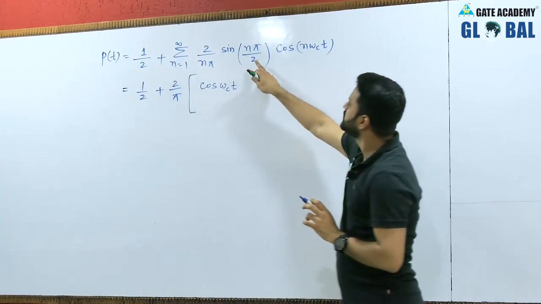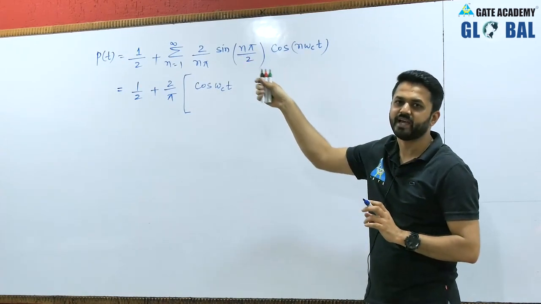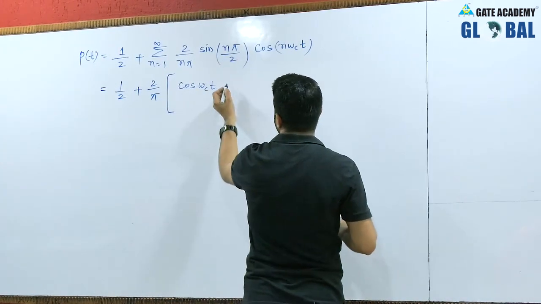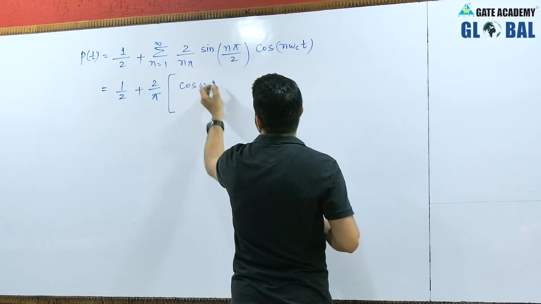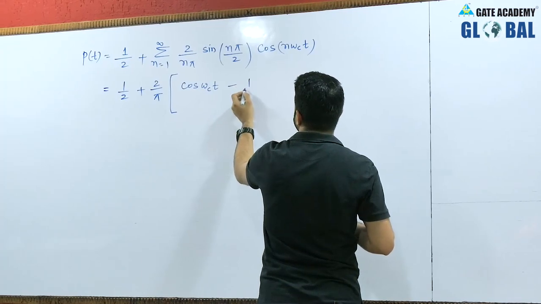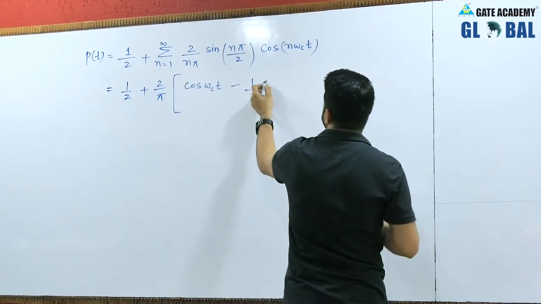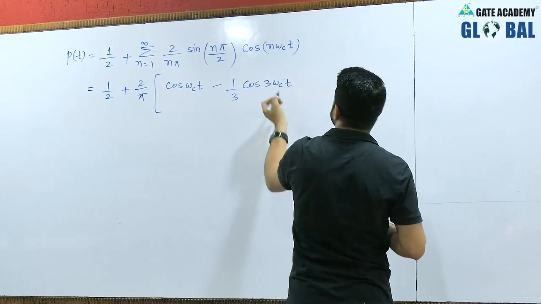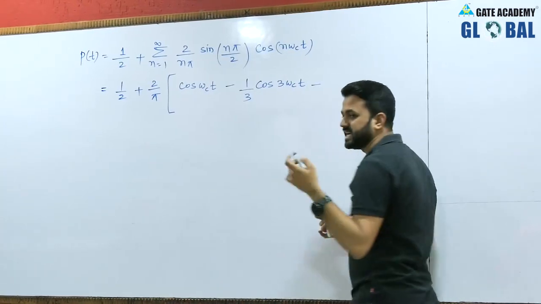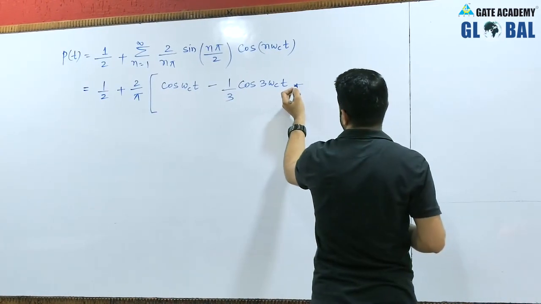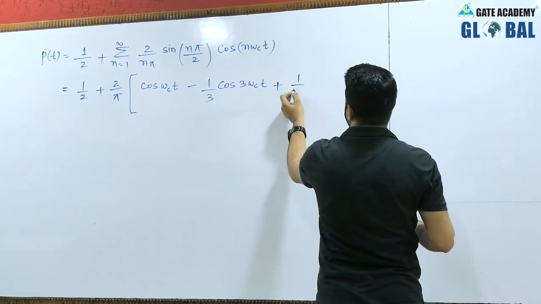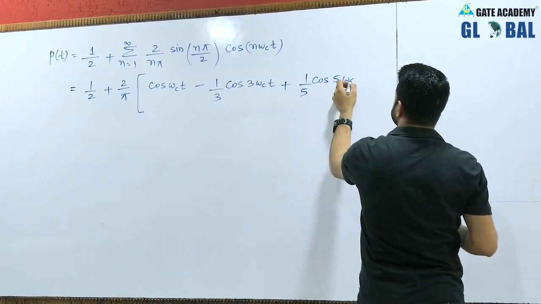If we substitute n equal to 2, this is sin pi, and sin of an integer multiple of pi is always 0, so this is 0. For n equal to 3, we get 1 by 3, and sin 3 pi by 2 is minus 1, so we get minus 1 by 3 cos 3 omega c t. For n equal to 4, we get sin 2 pi, which is again 0, and for n equal to 5, we get 1 upon 5 cos 5 omega c t, and so on.